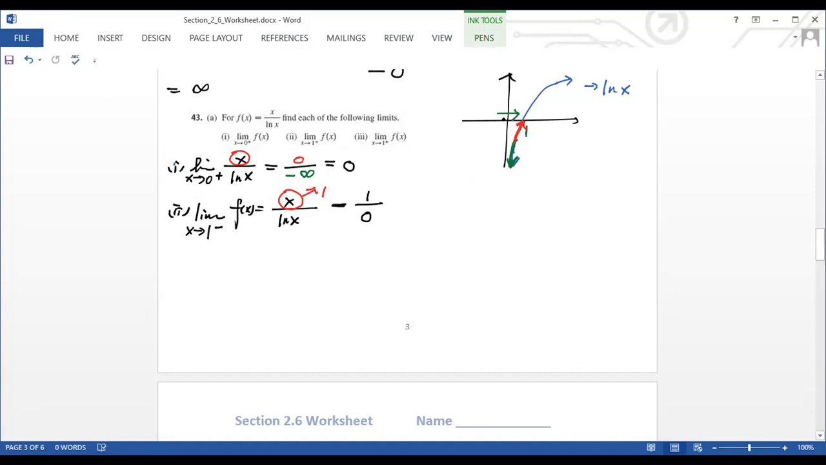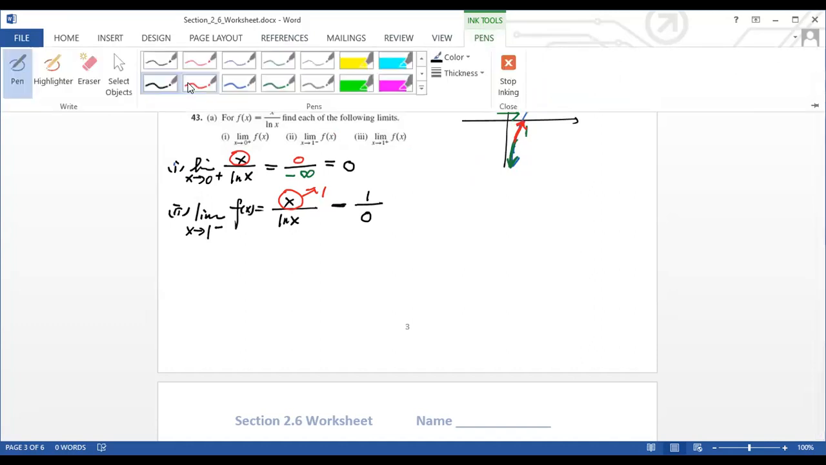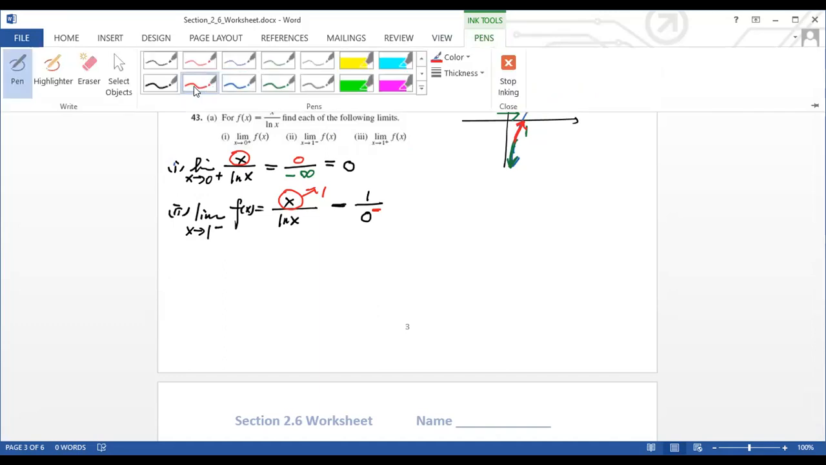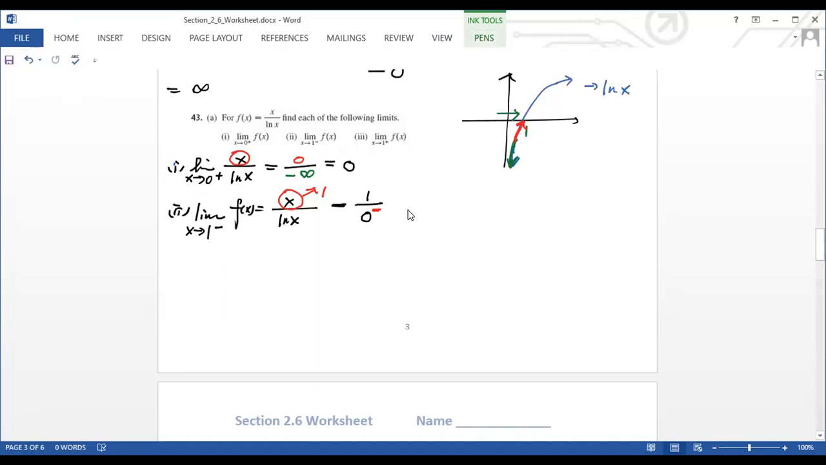But look at this red one, because this approaches 1 from the left-hand side. So even though it approaches 0, the type of 0 you approach is always what we call negative 0, right? It's a little bit less than the zero here. Because this is always a little bit less than 0, when they flip it, it's going to be negative infinity. So be very careful, right?